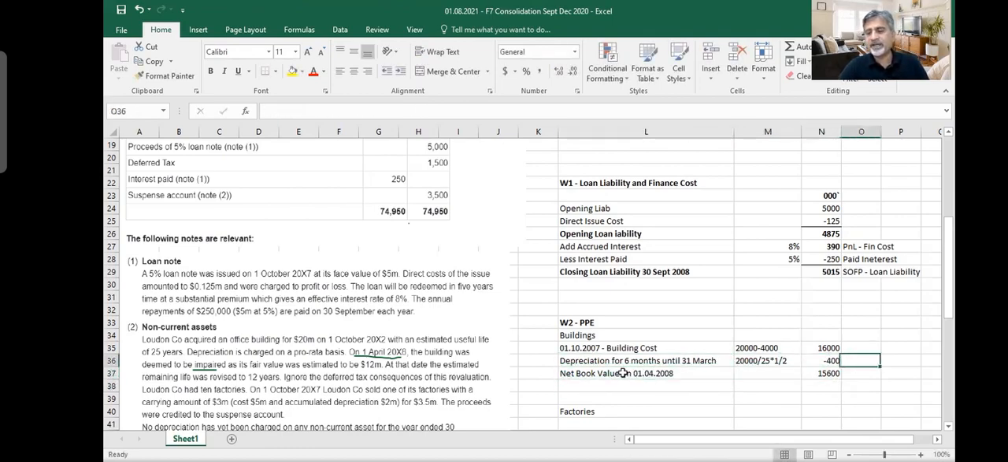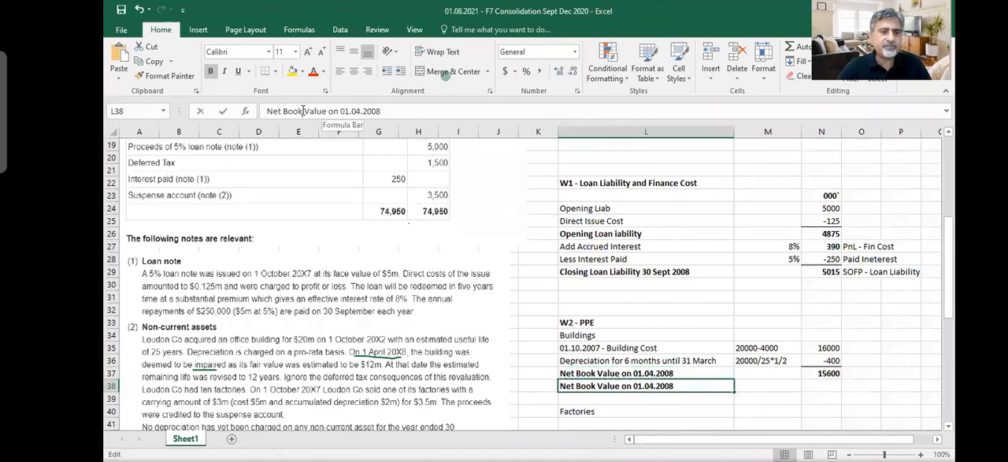Now, this is the number I needed. Because now they tell us at this point that the fair value was established to be 12 million. Now, on this date, the fair value is 12 million. And then let me copy paste it here. And I would say not net book value, I would say fair value. So fair value on the same date was 12 million.